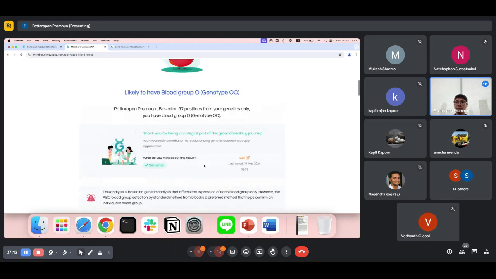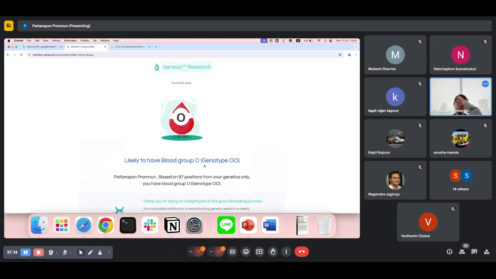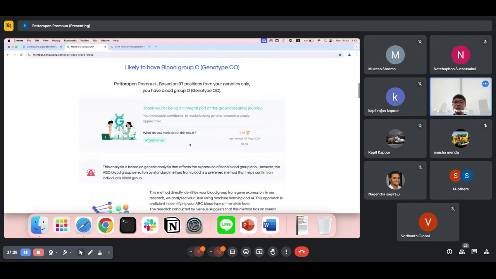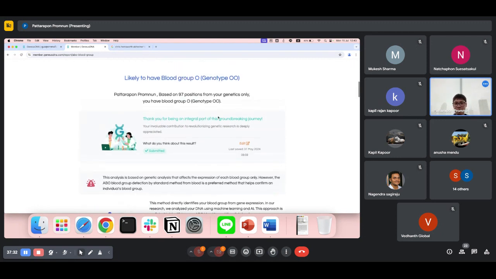So whoever did the saliva DNA testing, whenever they read their report, you have already given the prediction, for example, this is the blood group you may be. So whenever they give the feedback, yes or no, this is 90%. We also have the questionnaire that we collected, to trace the characteristics of customers.